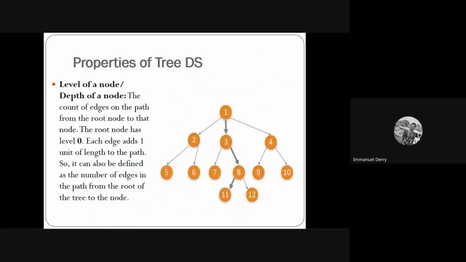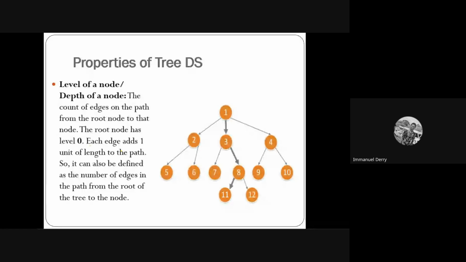All right, so let's look at some properties of the tree data structure. So we have what we call the depth of a node. This happens to be the count of edges on the path from the root node to the node. The root node has level 0, and each edge adds 1 unit of level to the path. So it can also be defined as the number of edges in the path from the root of the tree to the last node.